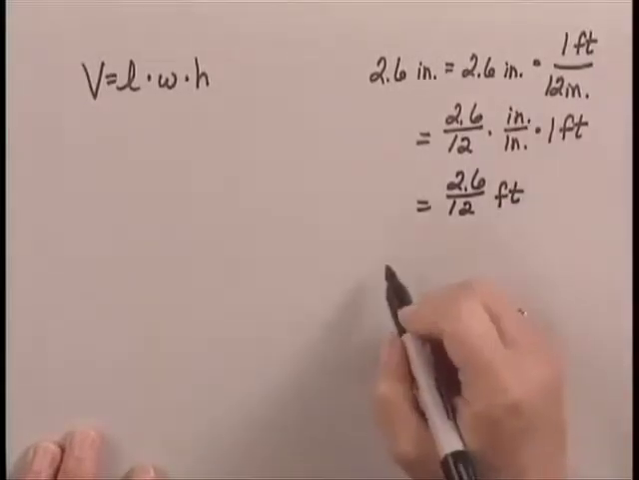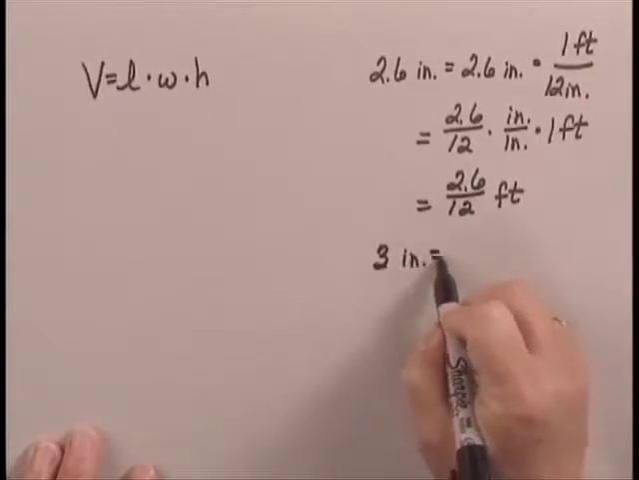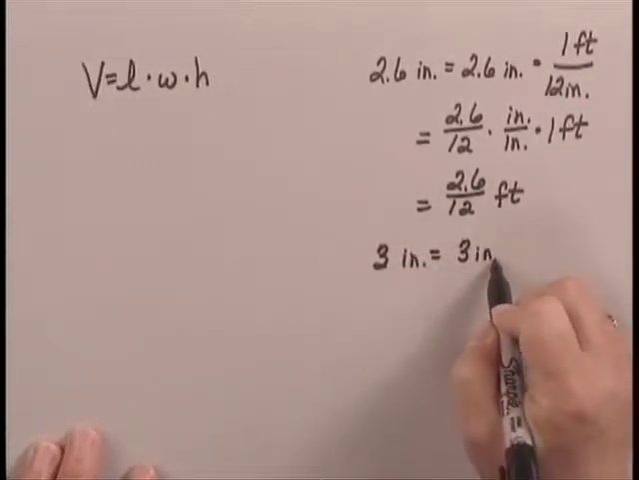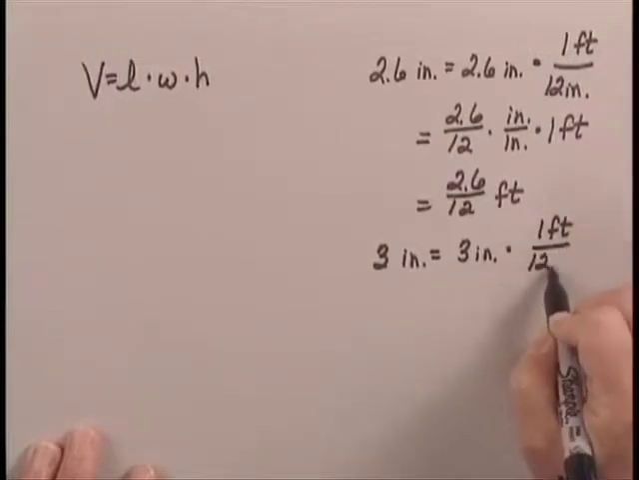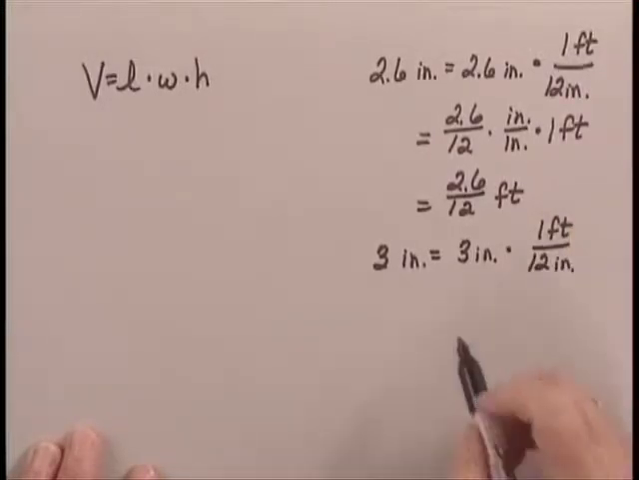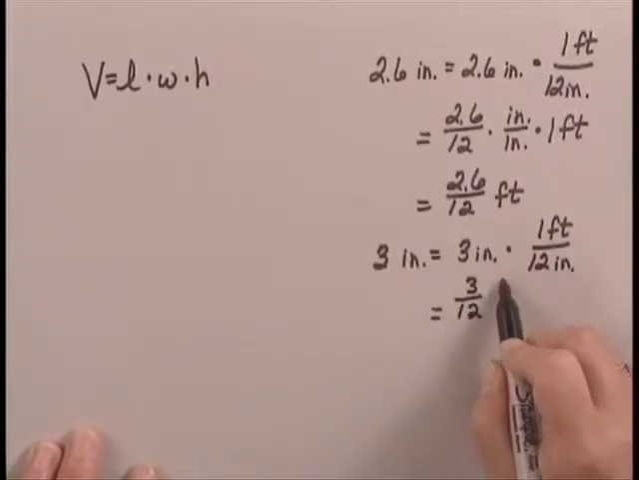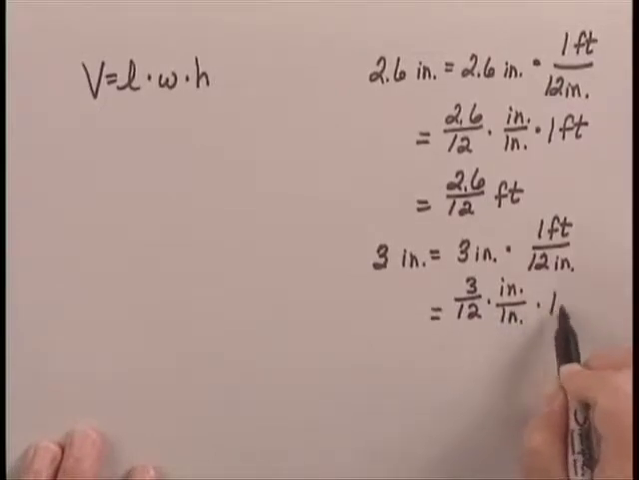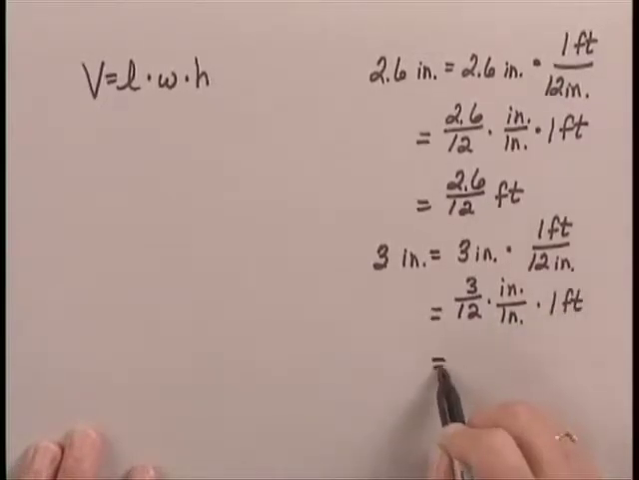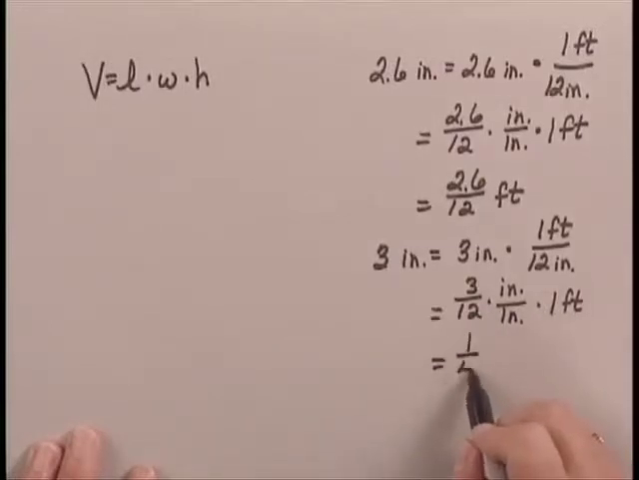For 3 inches, converting the other dimension, we have 3 inches equals 3 inches times 1 foot over 12 inches, following the same procedure we just did above. And that gives us 3 over 12 times inches over inches times 1 foot, or 3/12 of a foot, or 1/4 of a foot.